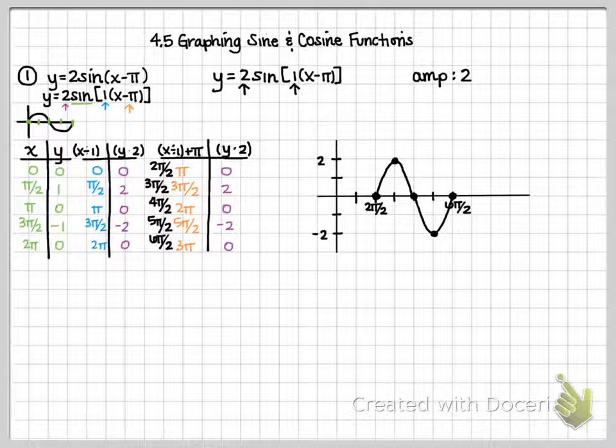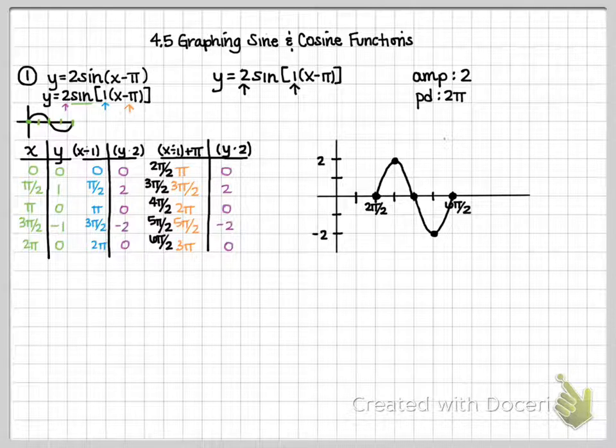Take a look at your graph. The first point you plotted, the x, is 2 pi over 2. The last point you plotted was 6 pi over 2. The distance between 6 pi over 2 and 2 pi over 2, that's the period. So from 2 pi over 2 to 6 pi over 2 is 4 pi over 2. 4 pi over 2 is 2 pi. So our period is going to be 2 pi.